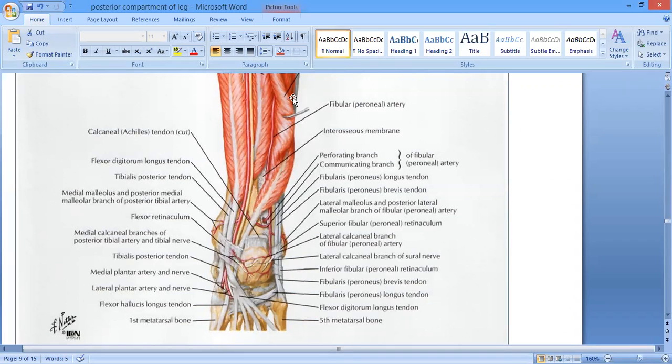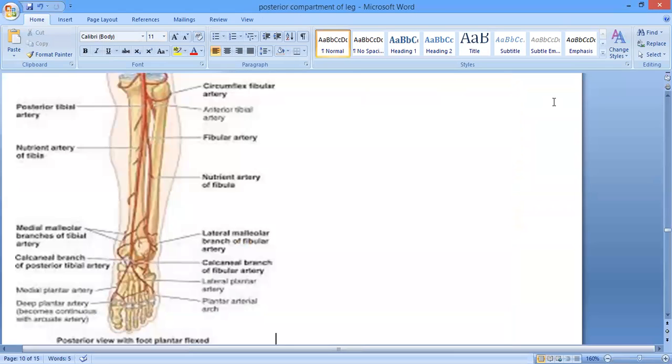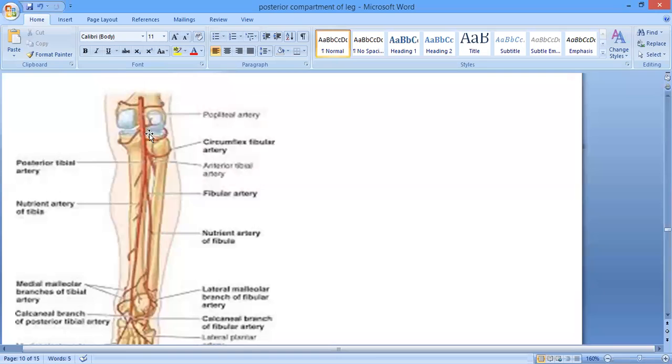Okay. Now I'm going to talk about its branches. First of all, it is going to give a bigger branch that is called the peroneal or the fibular artery. Here you can see the first branch, the peroneal or the fibular artery. Well, before giving this peroneal artery, it is going to give another branch that is called the circumflex fibular branch. This is the circumflex fibular branch coming from the posterior tibial artery.